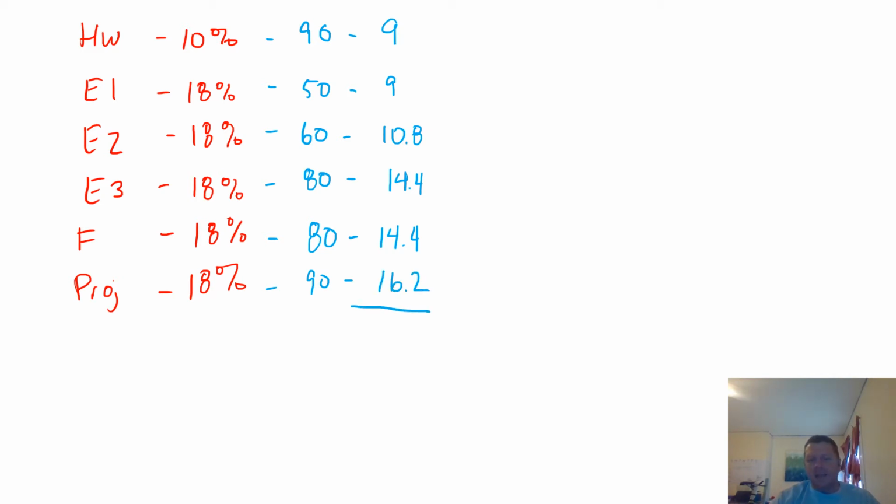So if you add this up, this is out of 100 points. 9 plus 9 plus 10.8 plus 14.4 plus 14.4 plus 16.2. This student ends up with a 73.8, which is going to be a C. Okay. Now, what I'm going to do is basically use what a friend of mine referred to as redemption points.